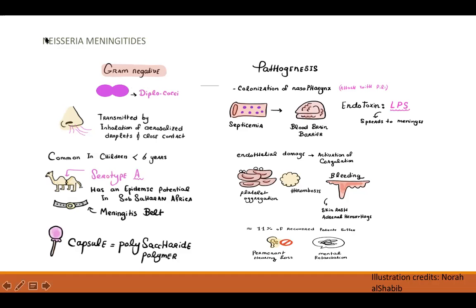طيب نبدأ بالنيسيريا مننجيتيدس اللي هو gram negative diplococci. You can remember it N for negative, Neisseria for negative. How is Neisseria transmitted? It's transmitted by inhalation and close contact. Okay? ولو تتذكرون الجدول اللي قلنا Neisseria mainly affects the children والadolescents والolder adults. It doesn't affect neonates. But it's most common in children under the age of 6.